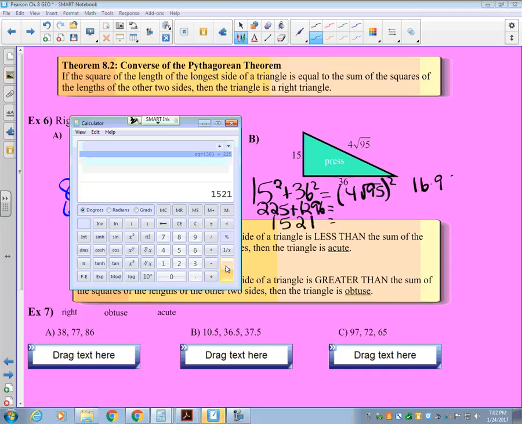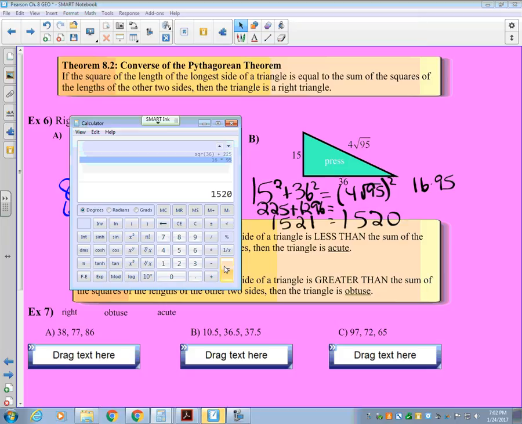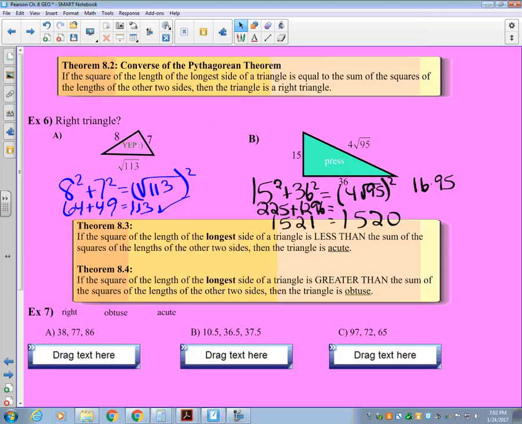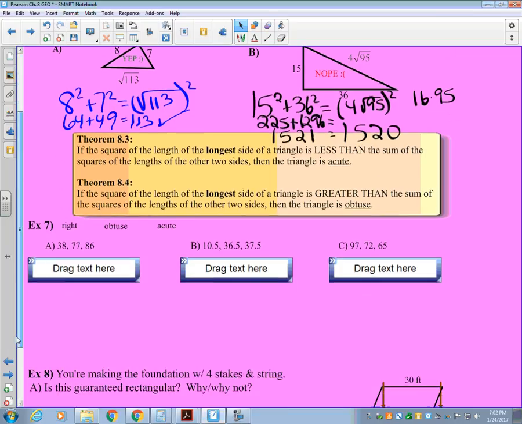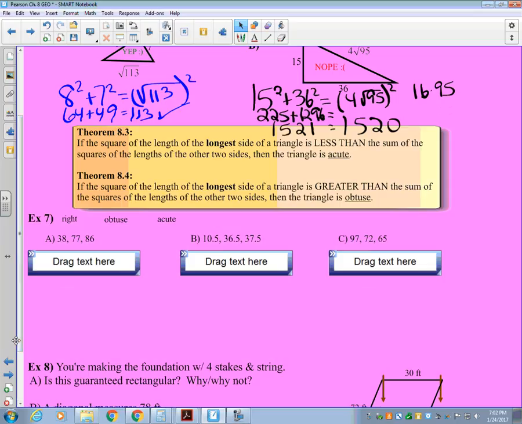Is that equal to 16 times 95? Because 4 squared is 16, and square root of 95 squared is 95. And that's 1,520. Are those equal? That is a big nope, unfortunately.